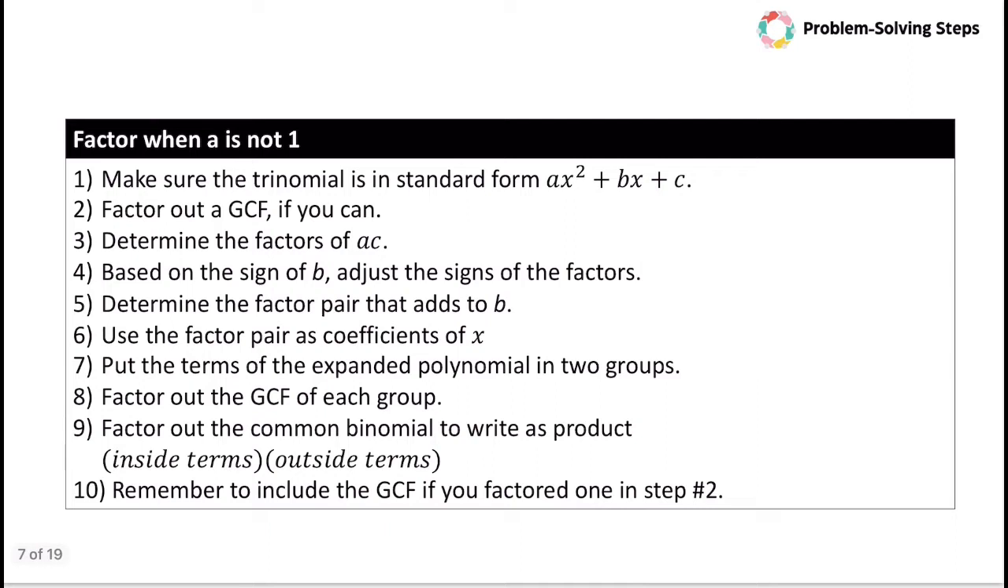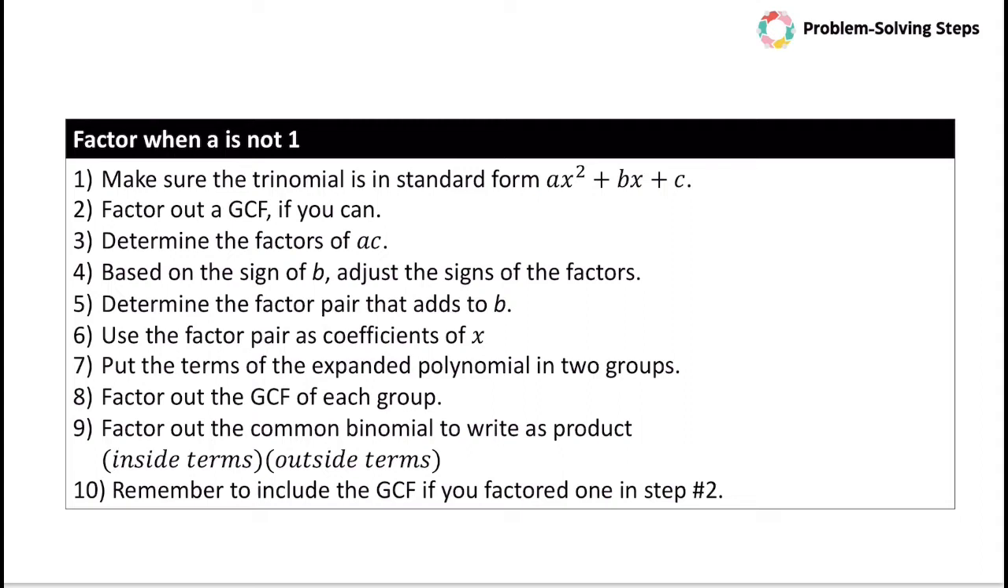So here are the steps for when we factor when a is not 1. You're going to first make sure that your trinomial is in standard form, and then factor out a GCF if you can. Then we'll determine the factors of AC, and based on the sign of B, we're going to adjust the signs of the factors. Then we'll determine the factor pair that adds to B.